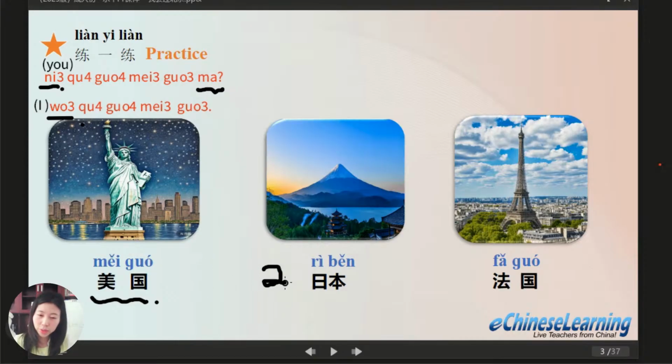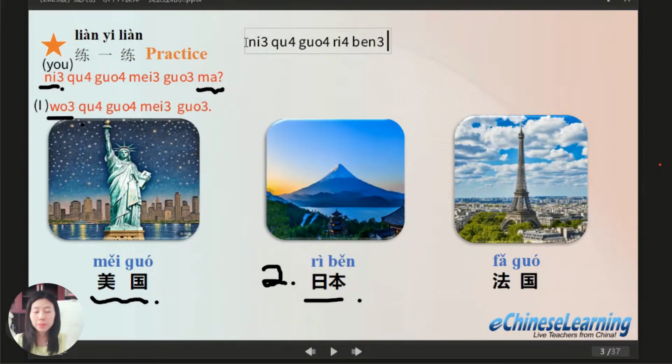The second country will be 日本, that will be Japan. We can tell from the picture, because it's Mount Fuji. So this is 日本. Now let's practice again. We are going to say, "Have you been to Japan before?" In that sentence, we say 你去过. The next part, we put another object, that would be 日本 here.